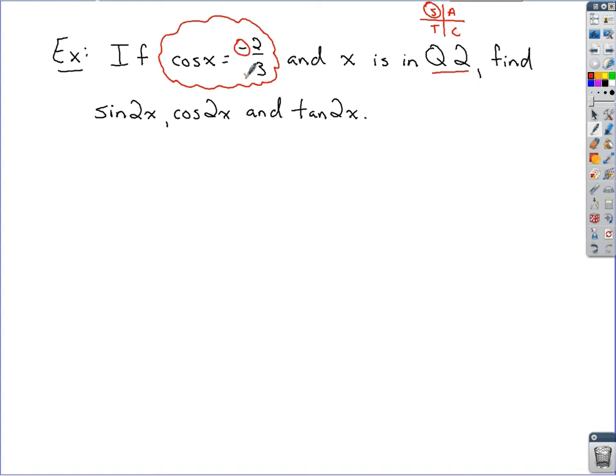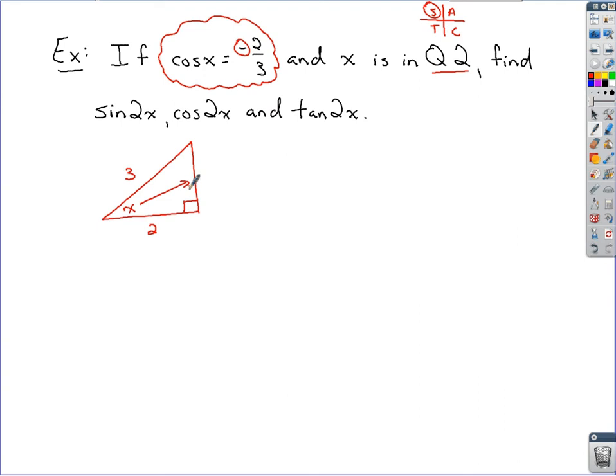Now, with all that in mind, the given trig value here of cosine allows us to set up a right triangle. Since it's the cosine of x that's given, I could let one of these angles be x. And since it's cosine, I could let the adjacent side be 2 and the hypotenuse be 3, right? Because cosine is adjacent over hypotenuse.